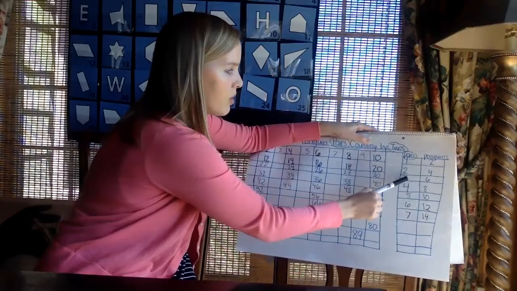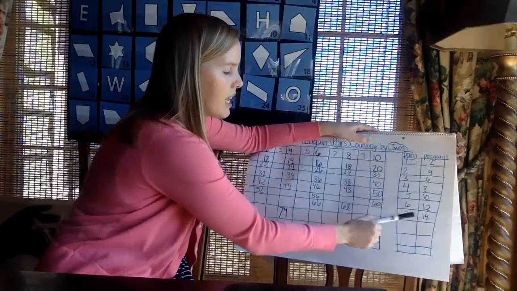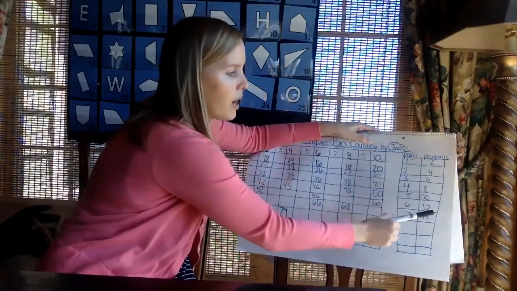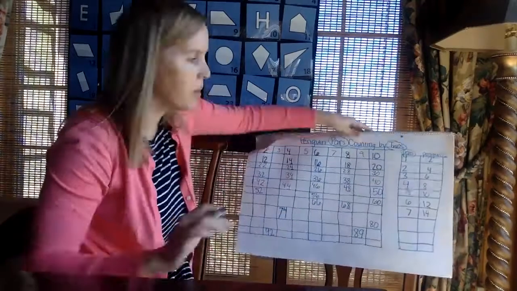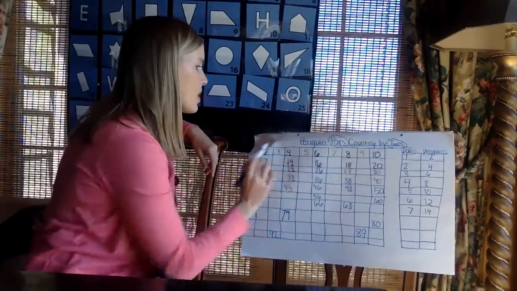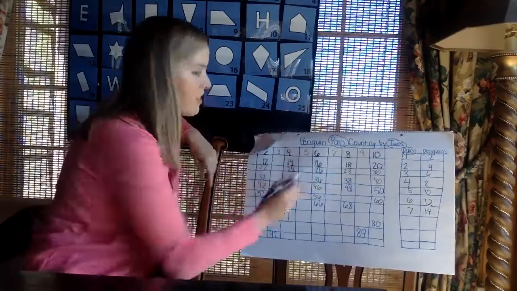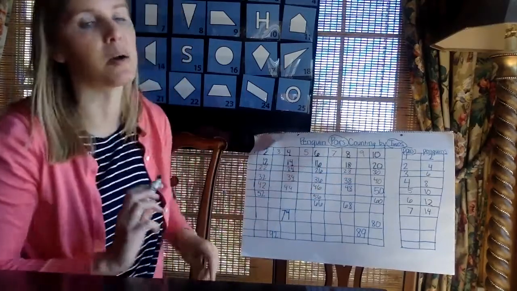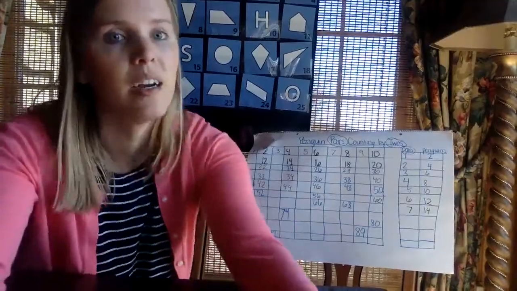So let's rewind and let's look at this pattern one more time. 1, 2, 3, 4, 5, 6, 7. 2, 4, 6, 8, 10, 12, 14. I wonder if 16 is going to come next. I don't know. You're going to have to solve that one on your own because I want to see how you can do it.